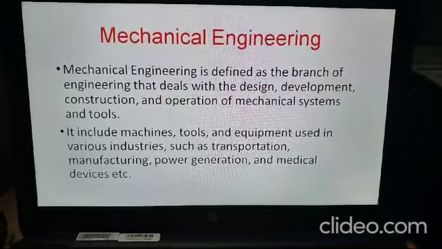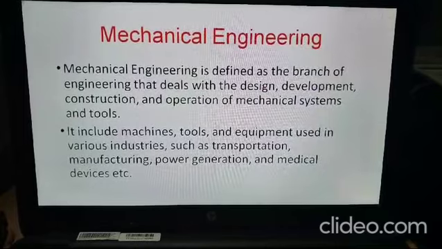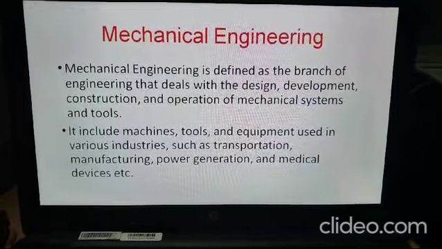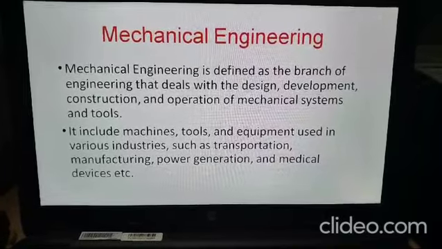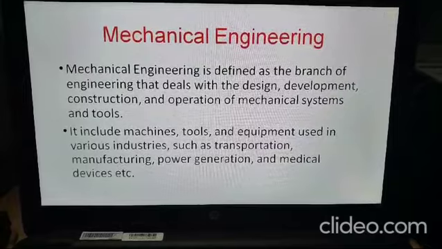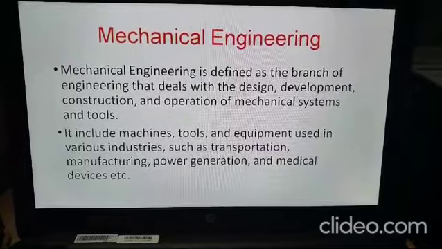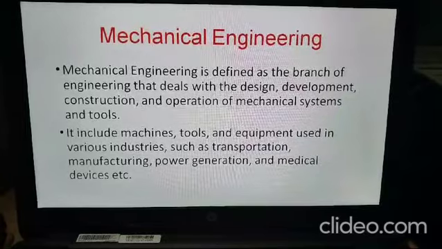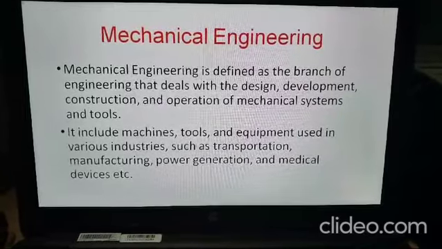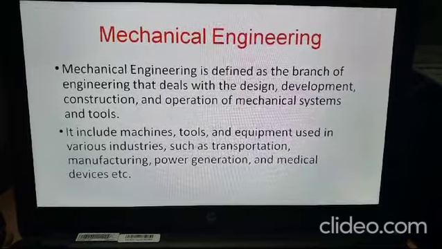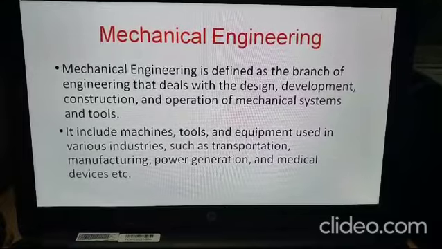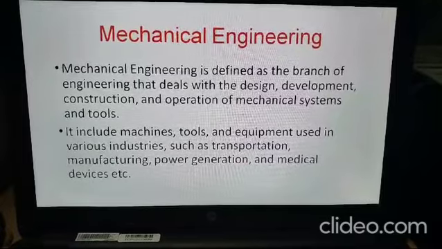So mechanical engineering is defined as the branch of one of the core engineering that deals with the design, development, construction and operation of mechanical systems and tools. For example, if you take an example of a car, so car is an example of mechanical engineering product.